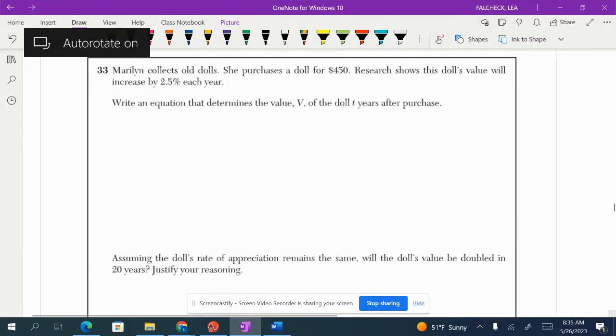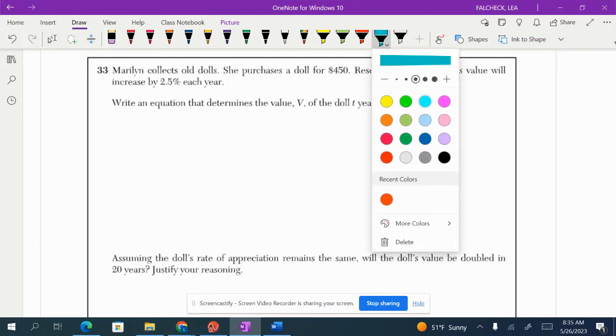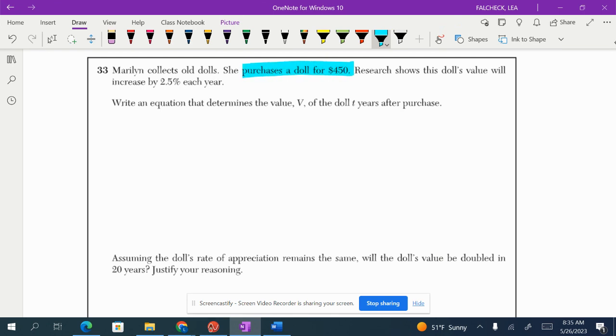Marilyn collects old dolls. She purchases a doll for $450. Research shows that this doll's value will increase by 25% each year. Write an equation that determines the value V of the doll T years after purchase.